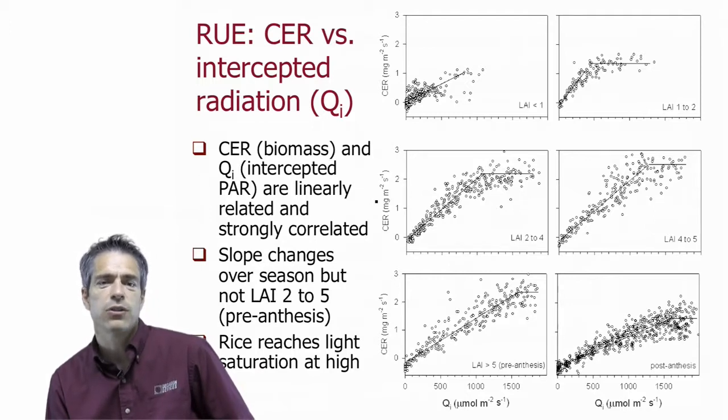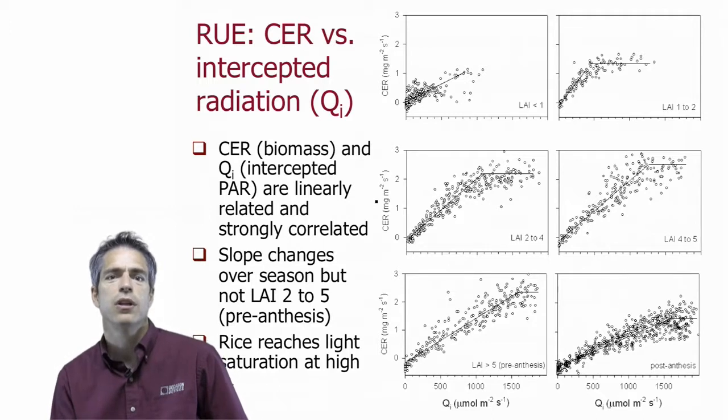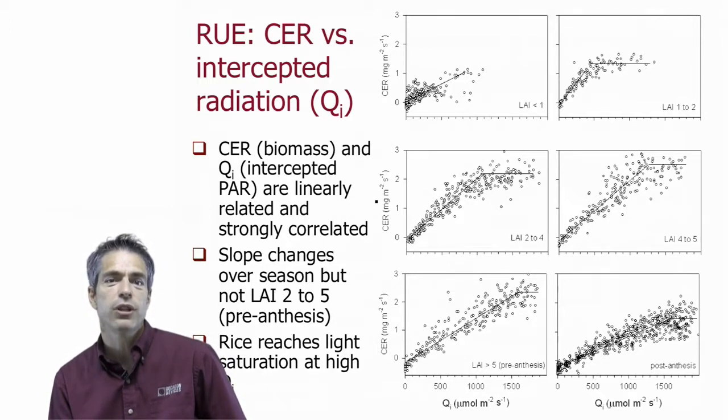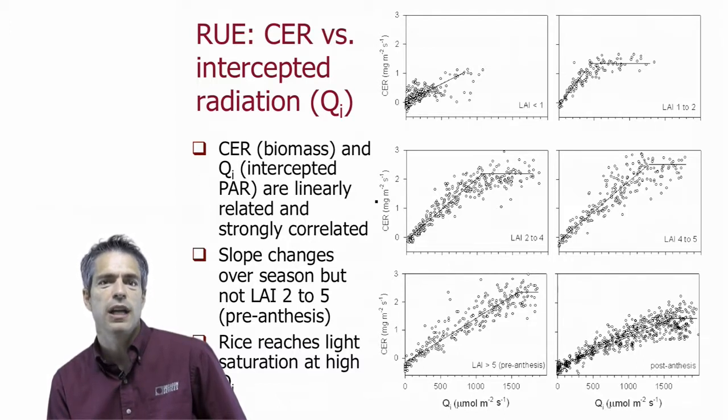What I did was then compare the slope of these lines, and there are 2 things that I want you to notice. First of all, the general linear relationship between the intercepted solar radiation and the carbon uptake is not statistically different between LAIs from basically 1 to greater than 5. Before LAI reached 1, that slope was significantly lower, and the post-anthesis, where we were seeing a lot of leaf senescence, was also significantly lower than the other slopes. But generally, we can say that the radiation use efficiency was fairly consistent across the season.